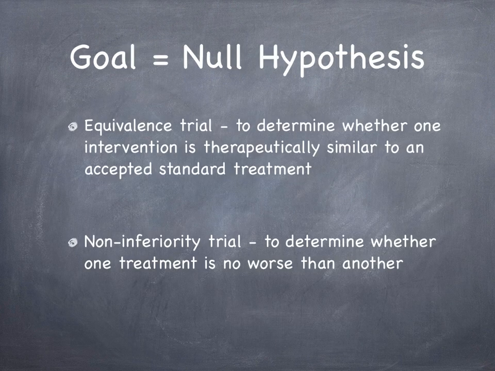What if the investigator hopes to prove the null hypothesis? Remember, most studies are designed to disprove the null hypothesis. If an investigator tries to prove truth of the null hypothesis, that can be an equivalence trial where one tries to determine whether one intervention is therapeutically similar to an accepted standard treatment. Or this can be a non-inferiority trial where one tries to determine whether one treatment is no worse than another.